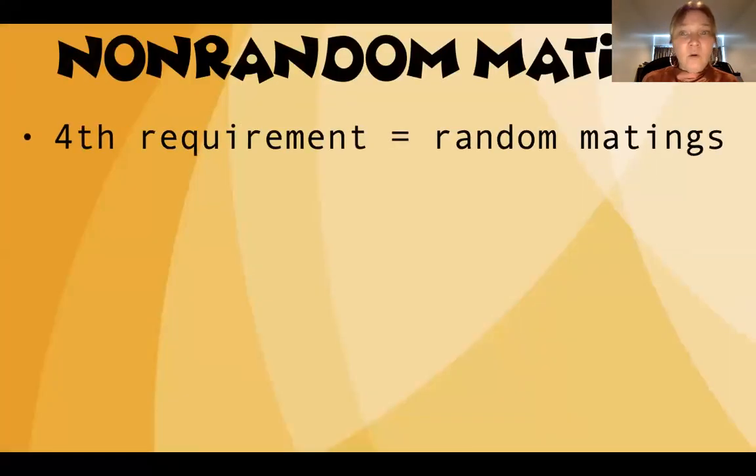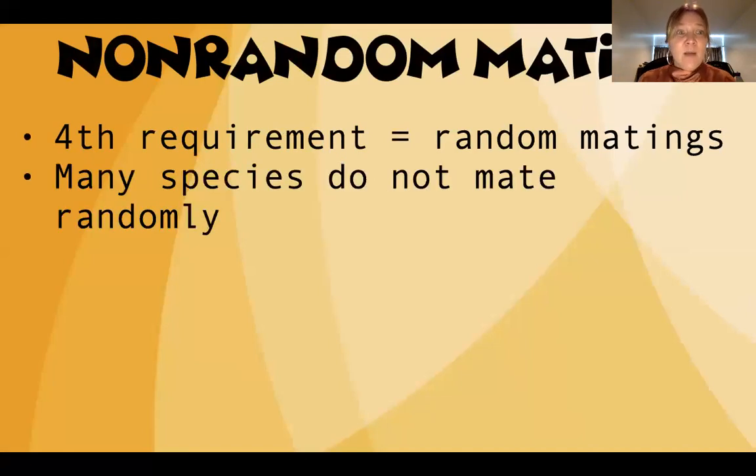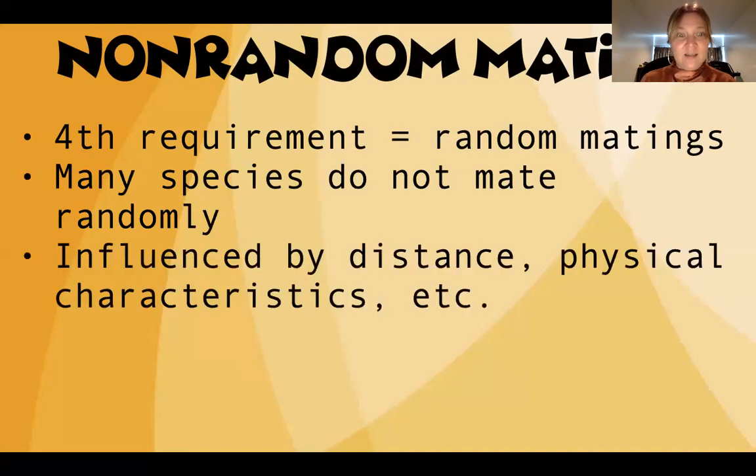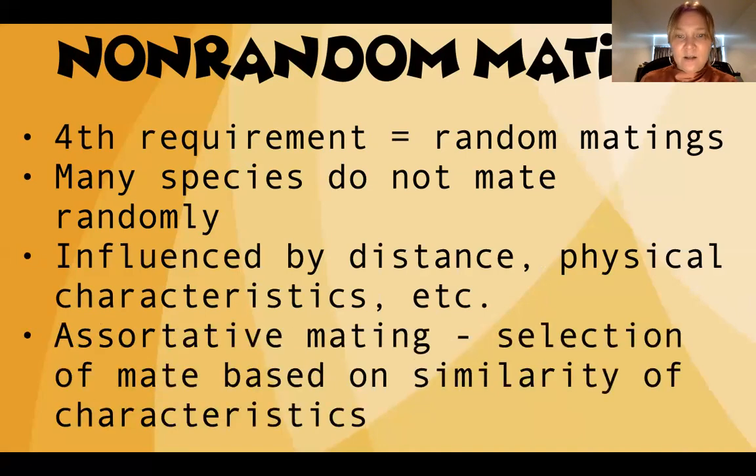Okay, rule number 4 was that matings occur randomly, but many species, including humans, don't mate randomly. It's influenced by distance, physical characteristics, etc. Assortative mating is a selection of mate based on a similarity of characteristics.